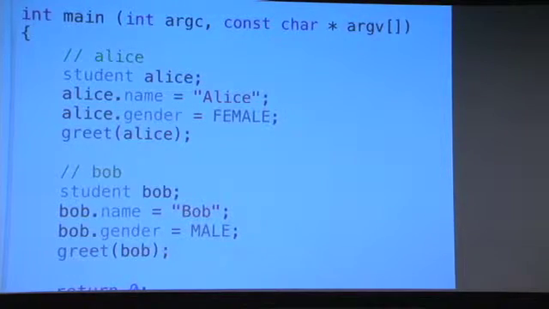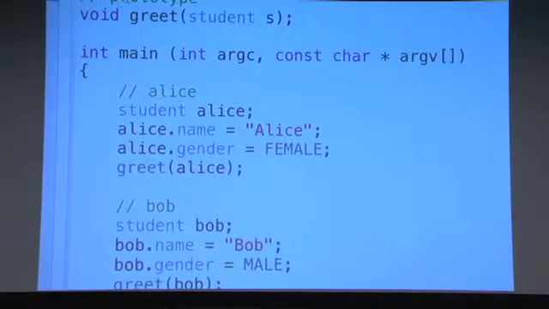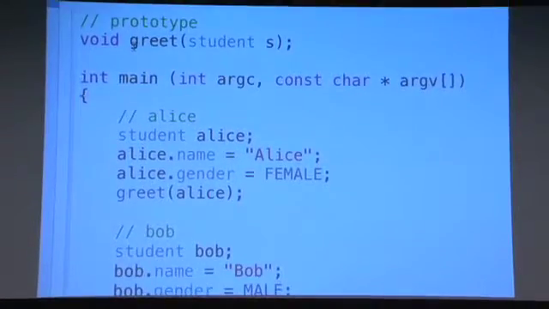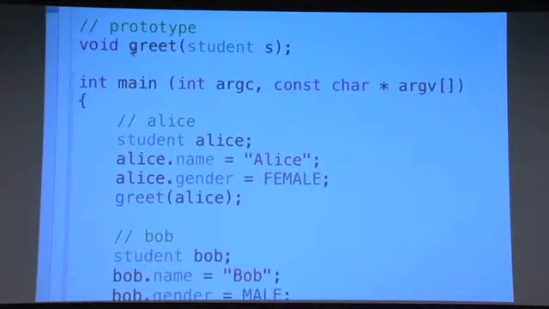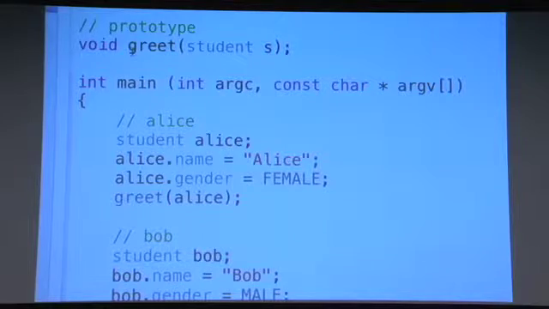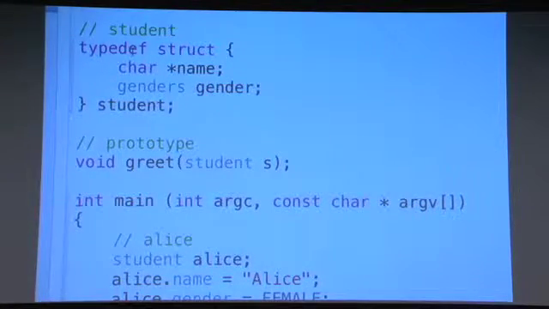So what is a student? What is a name? What is a gender? Well, let me scroll back up in this file. There's a prototype. Even though we haven't looked at the code implementing the greet function yet, it's down later in the file. But for now, assume it just says hello to Alice. Let's scroll up further in the file, and there's my first data structure.